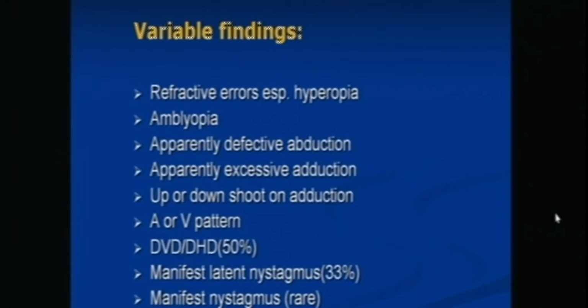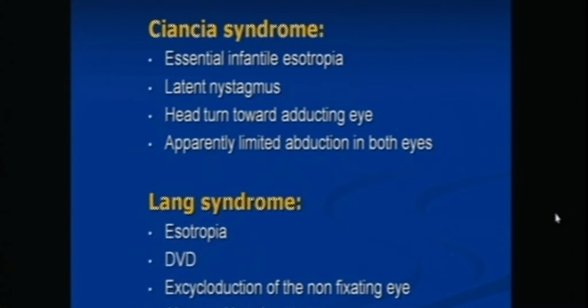Other variable findings include refractive errors, amblyopia, apparent defective abduction. Often they are thought to be, because the child may be cross-fixator, he looks in the opposite field with one eye and the other with the opposite eye. They are often confused as bilateral sixth nerve palsies. You just patch one of the eyes and you'll see the movement complete. There is frequently presence of A and V patterns, DVDs, latent nystagmus, and anomalous head postures.